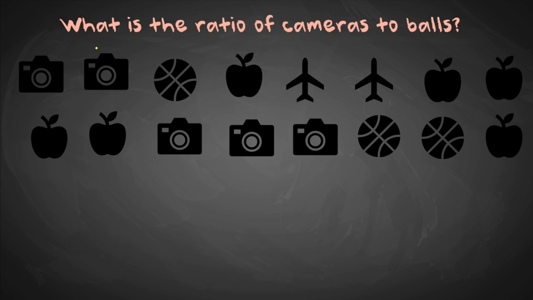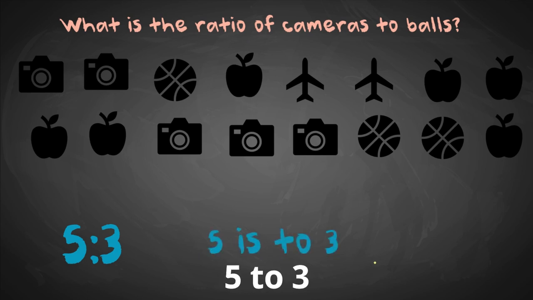Isa pa, what is the ratio of cameras to balls? Bibilangin lang ulit natin yung cameras at yung mga balls. So, ilan ba ang cameras dyan? So, we have 5:3. Merong 3 bola. So, we can write it this way, 5 is to 3. O kaya naman ay in fraction form, 5 over 3.